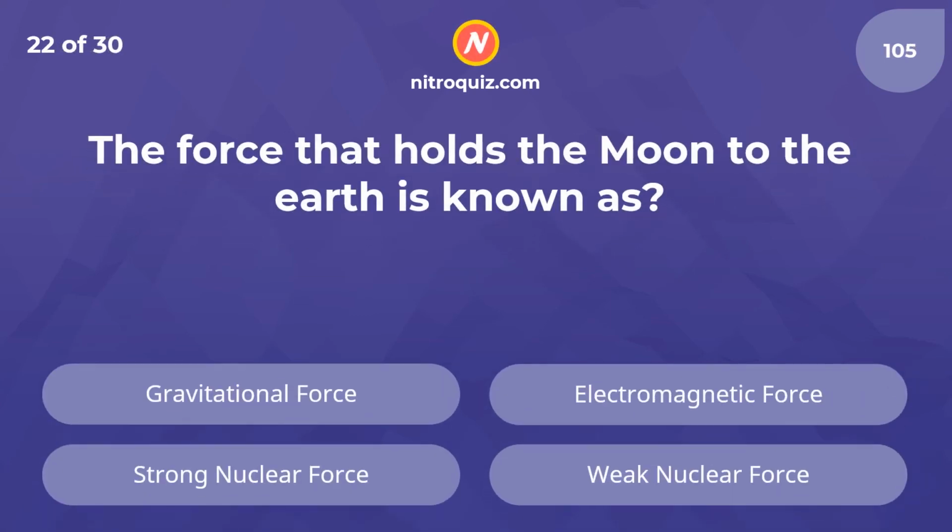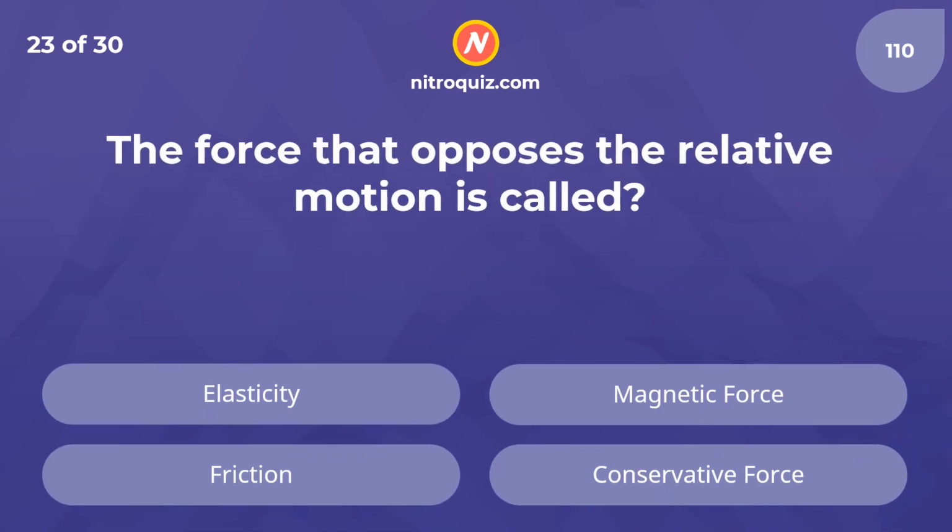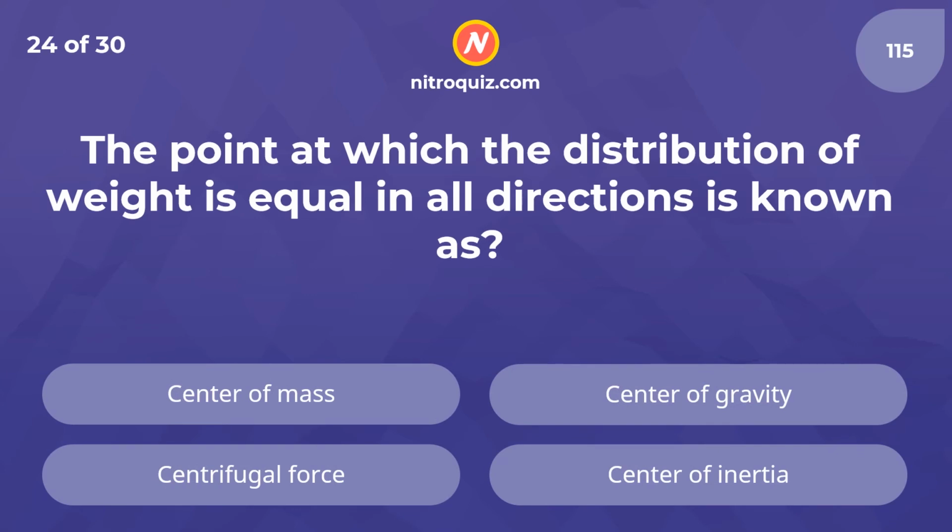The force that holds the moon to the Earth is known as... Answer is gravitational force. The force that opposes the relative motion is called... Answer is friction. The point at which the distribution of weight is equal in all directions is known as... Answer is center of gravity.